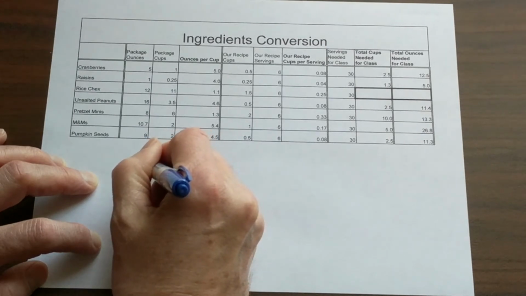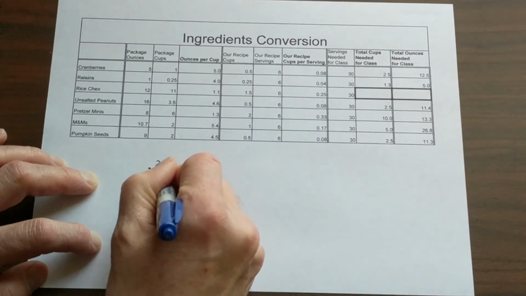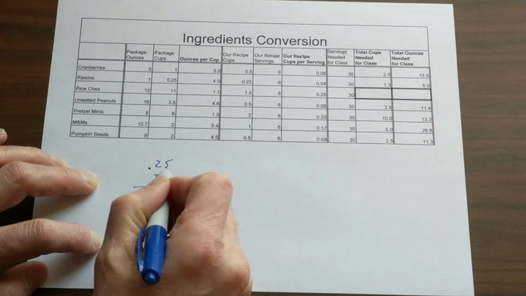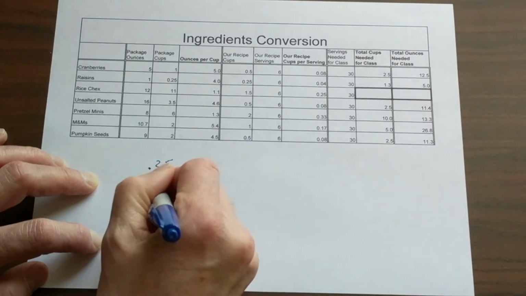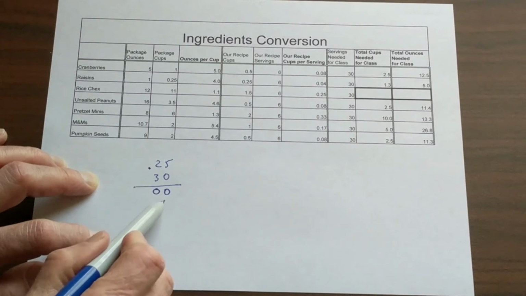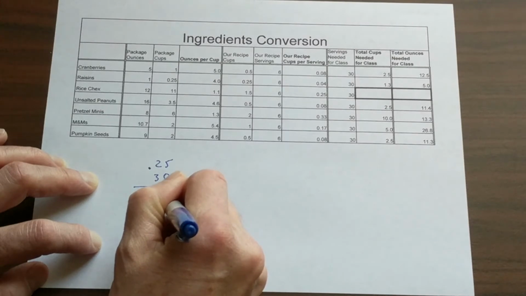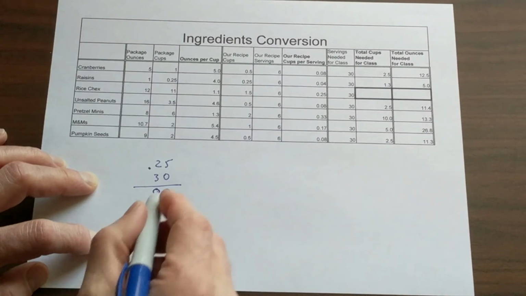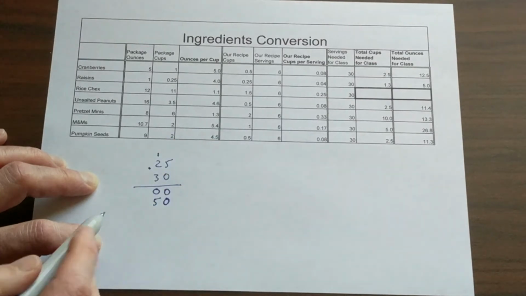So we have 0.25 times 30. And for that, we see that 0 times 5 is 0. 0 times 2 is 0. Then we go down to the next one. And since we're going down to the next row, we're going to start by putting a 0 there. And then we see 5 times 3, and that's 15. Put the 5 there, 1 there.